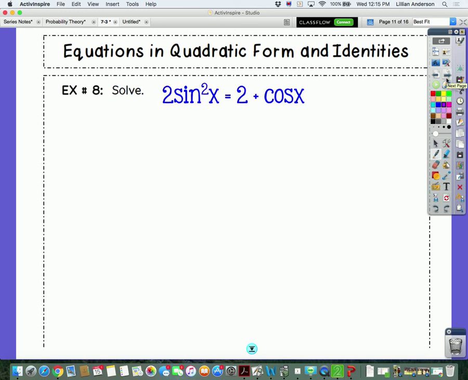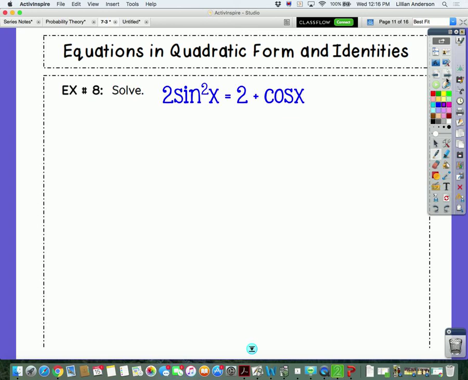You guys didn't finish the rest of these at home? We're going to get through a good amount of them. Oh yeah, I know. All right, so here we go. We're on equation 8.